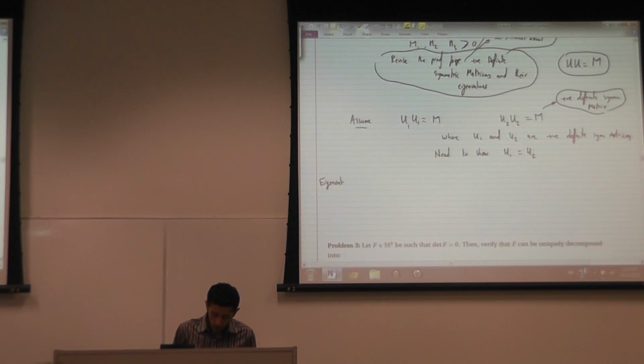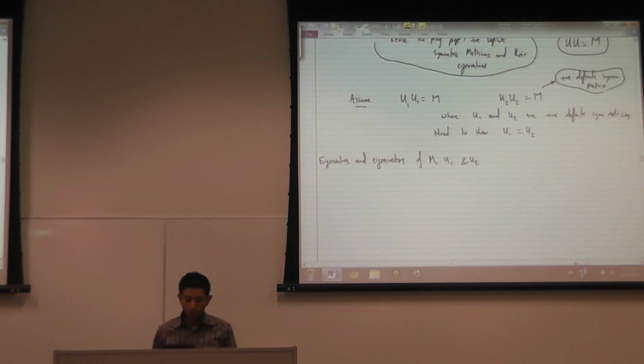Eigenvalues and eigenvectors of M, U1, and U2. We're going to use the eigenvalues and eigenvectors to show that they are the same matrices. Now we know M is a positive definite symmetric matrix. It has 3 perpendicular eigenvectors and 3 positive eigenvalues.